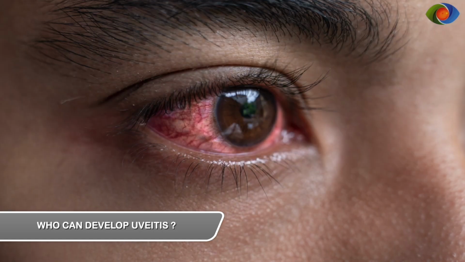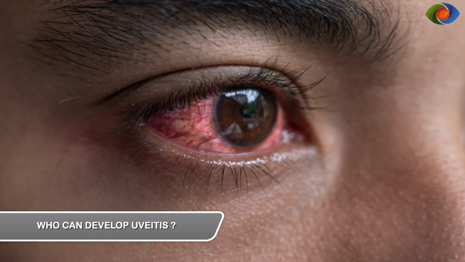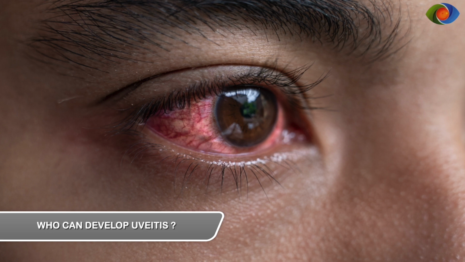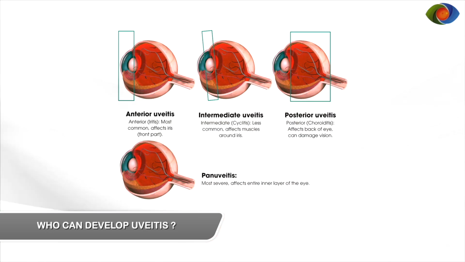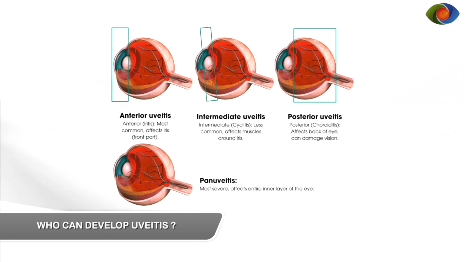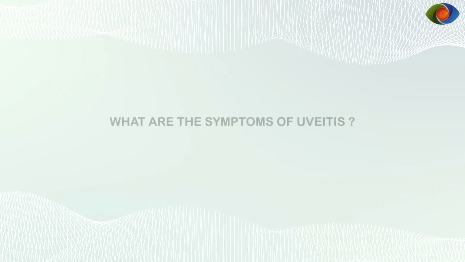Uveitis can occur in any age group. You can have it in youngsters, in small children, in teenagers, and in older age groups. Uveitis can also come in various forms. When the front part of the eye is involved, it is called anterior uveitis. When the middle is involved, it is called intermediate, and when the posterior part is involved, it is called posterior uveitis. It can also involve all three parts, in which case it is called panuveitis. So in various forms and in various age groups uveitis can occur.